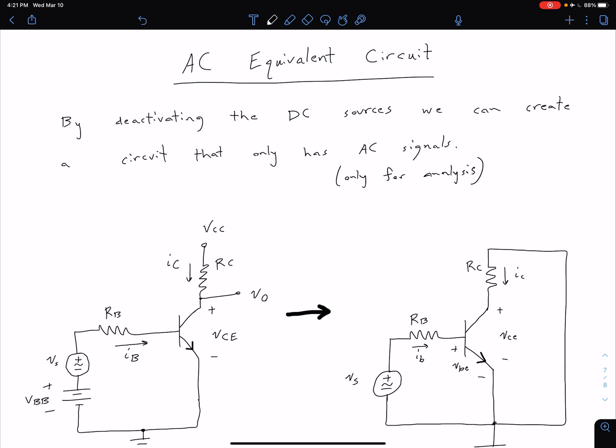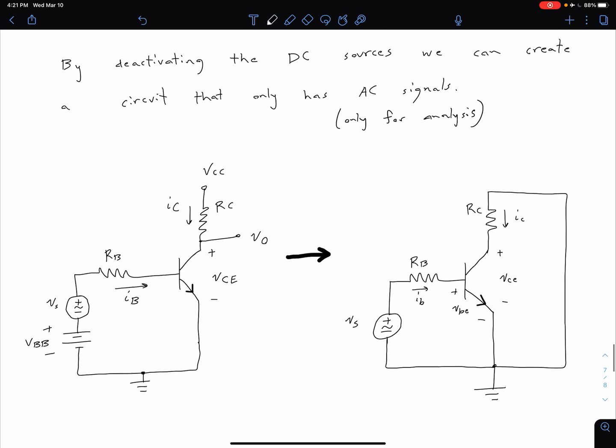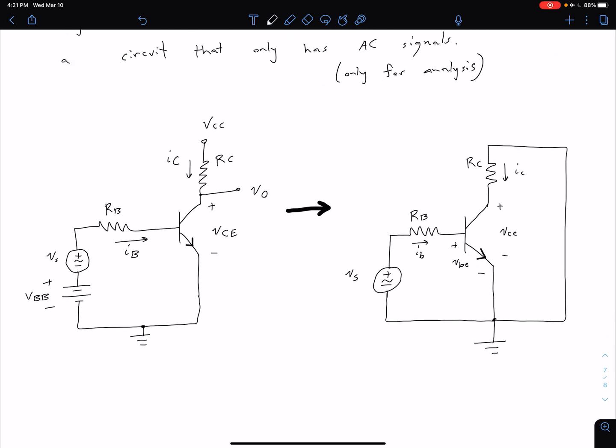We can't go to the physical circuit and remove our DC sources, because then we won't be biased at the appropriate spot, we won't be at the Q point that we designed for, and our amplification won't work. So it's only on paper for our analysis that we're deactivating these DC sources. In this case, we're going to consider the circuit from the previous video. So we just have two DC voltage sources, VCC and VBB.